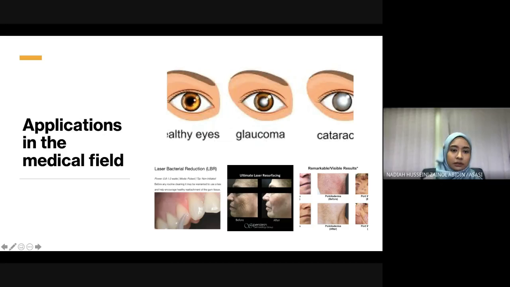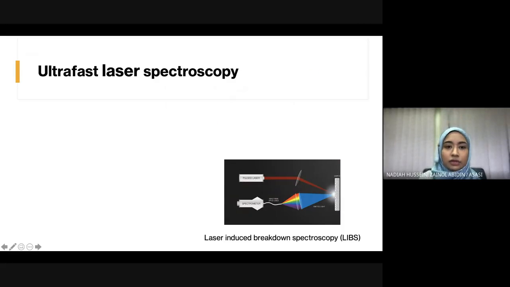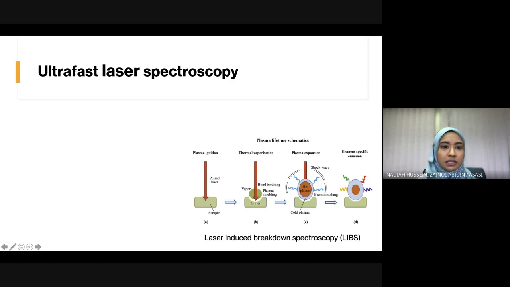All right, so pulse laser is also used in the medical field to treat glaucoma. It's used in surgeries, and it is also used in dentistry for laser bacterial reduction, and in cosmetics. It is used to make your skin look better, for skin resurfacing, and also to treat skin issues, right? And in research, we use it for laser-induced breakdown spectroscopy, also known as LIBS. You use the pulse laser, shoot a sample, the sample is heated up and releases plasma that emits a certain wavelength, and this wavelength is picked up by your spectroscopy, and you know what the elements in your sample are.